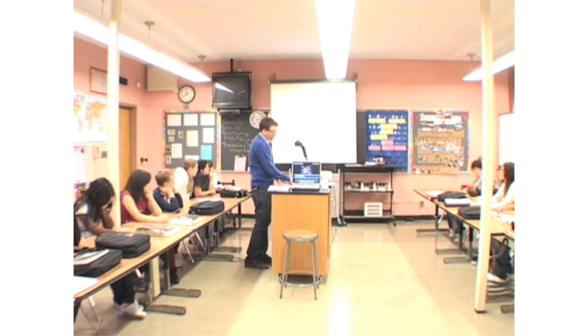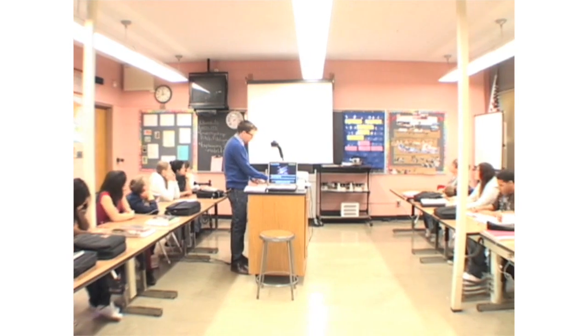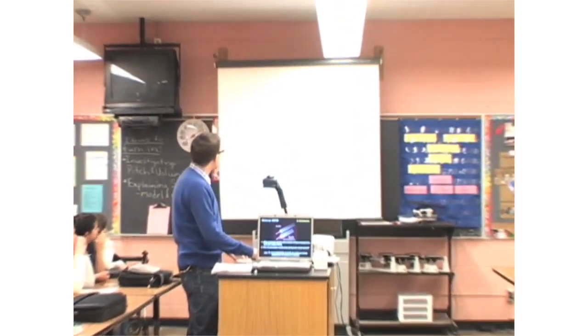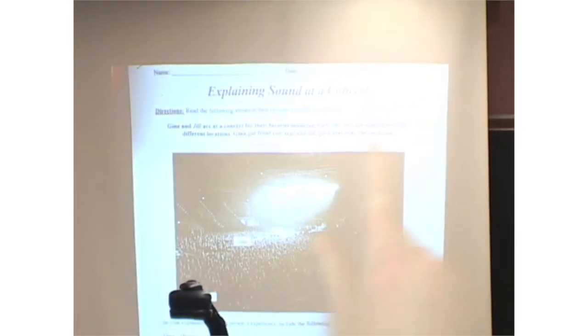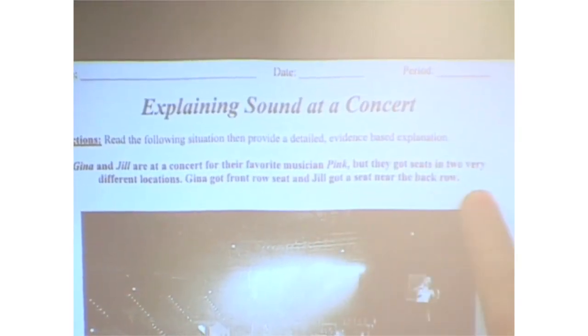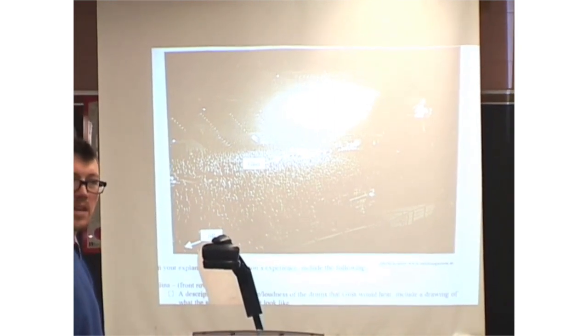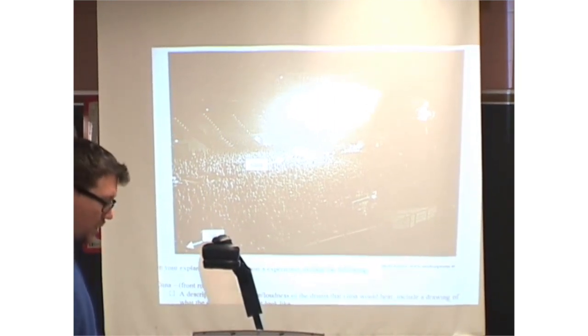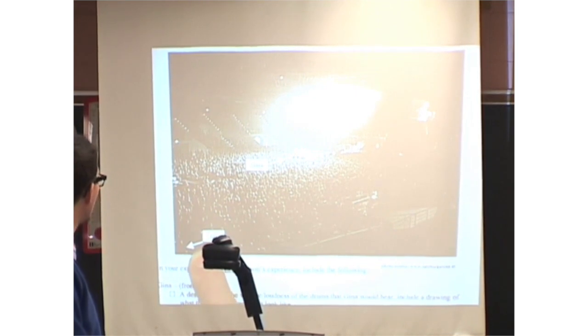You're going to have to bear with me on this one. It says, Gina and Jill are at a concert for their favorite musician, Pink, but they got seats in two very different locations. Gina got a front row seat, and Jill got a seat near the back row. If we take a look at the photo here, see where Gina's at? She's right up there in the front row. She's singing along, she's having fun. She's real close. Jill got her tickets on one of those places where you can get bargain tickets. She didn't know where she was going to be sitting, but she didn't want to pay a lot of money. So she's back here.